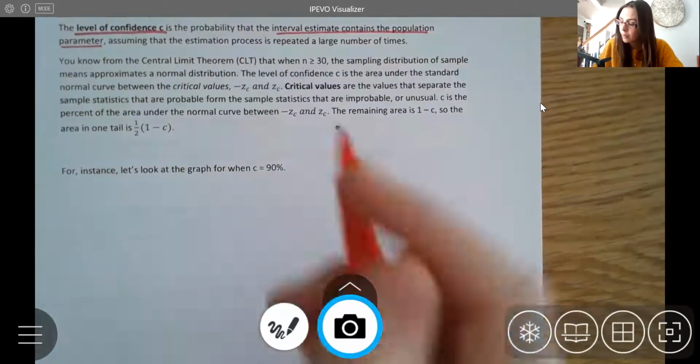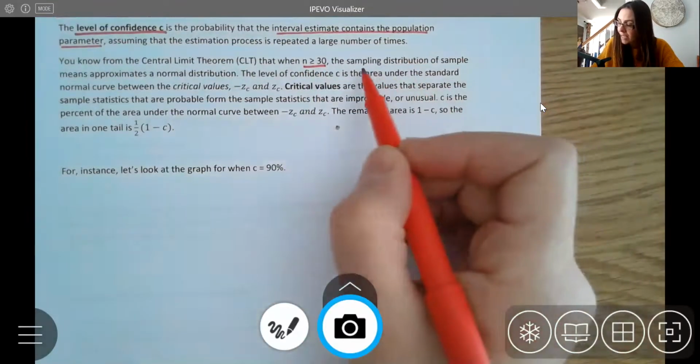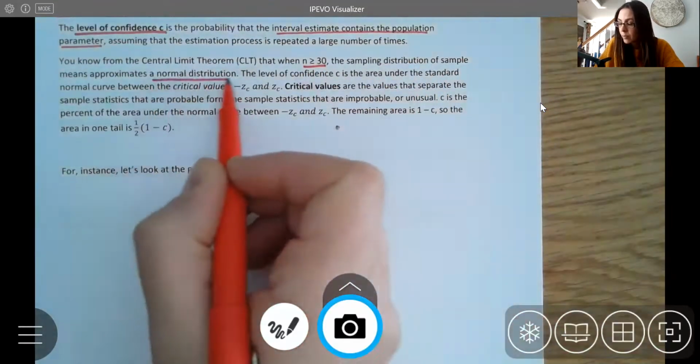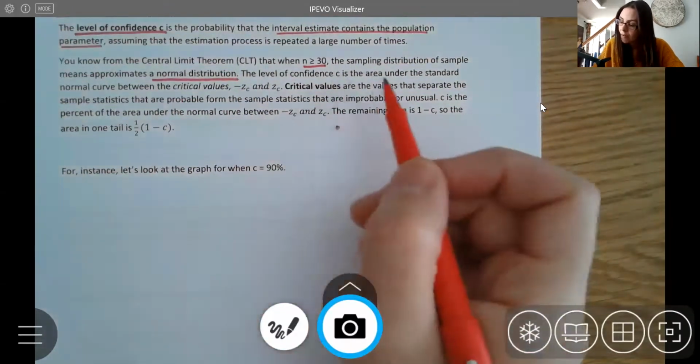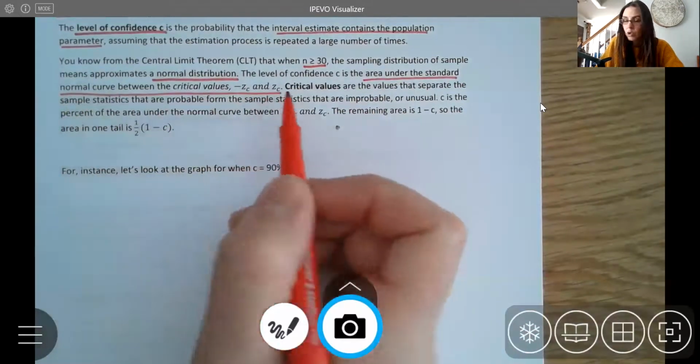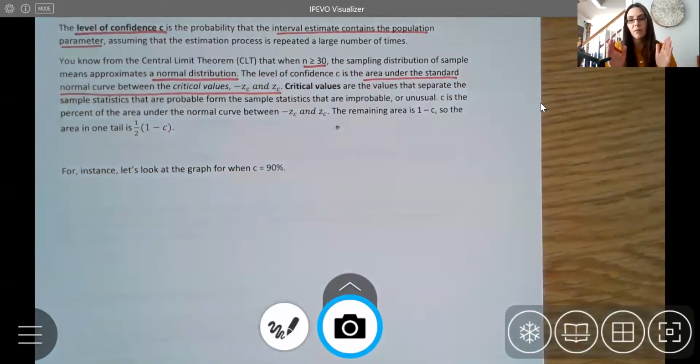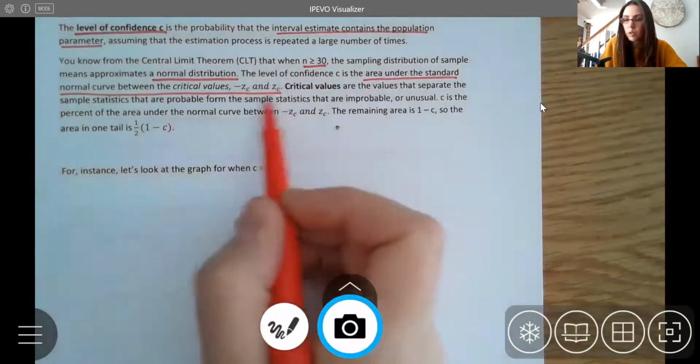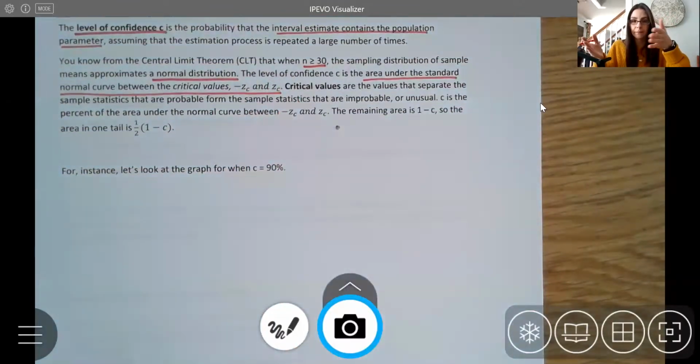You know from the central limit theorem that when n is greater than or equal to 30, the sampling distribution of sample means becomes approximately normal. So the level of confidence C is actually the area under the standard normal curve between two critical values. Typically when we do confidence intervals and we shade in the area on the normal curve, we want it centered. We don't want it all the way to the right or all the way to the left. It is possible to do one-sided confidence intervals like that, but we're not going to do that here. So all of our confidence intervals, we want to be centered around that point estimate, equally on both sides. So there are going to be two critical values, one on the left and one on the right.